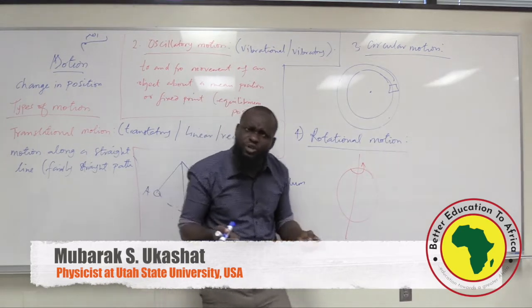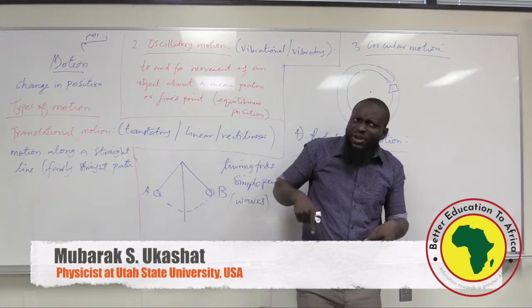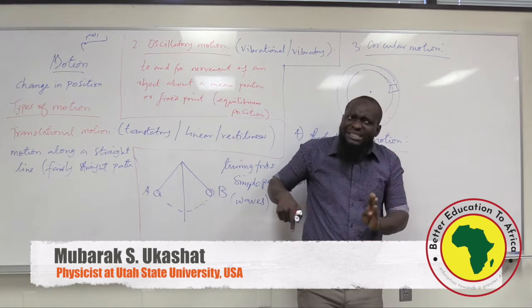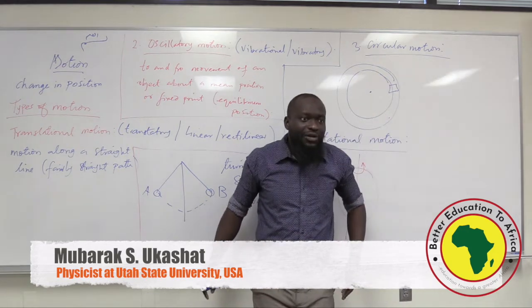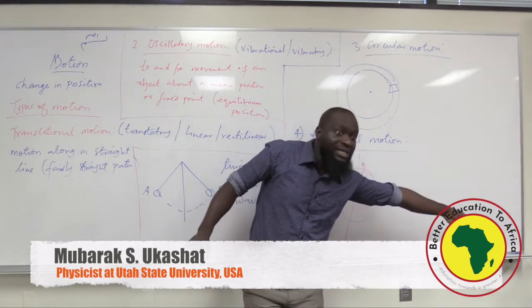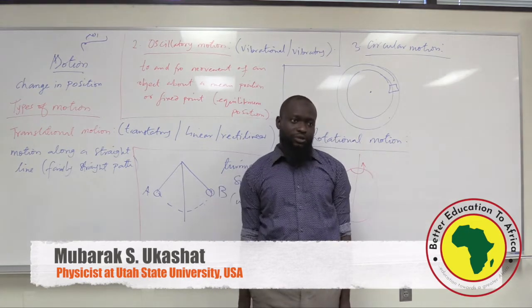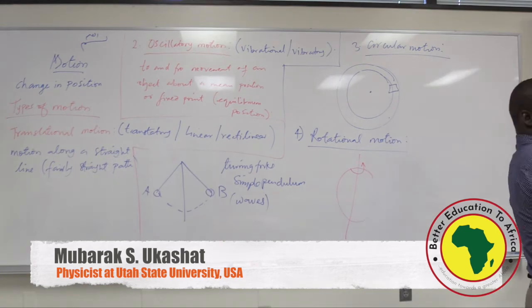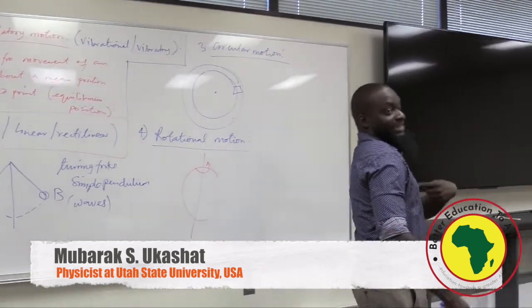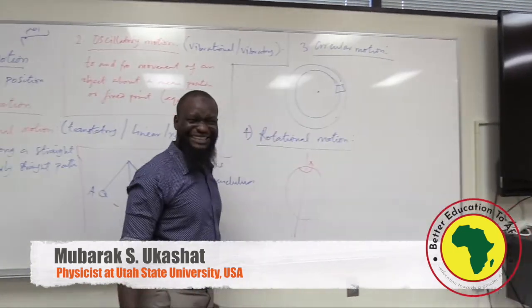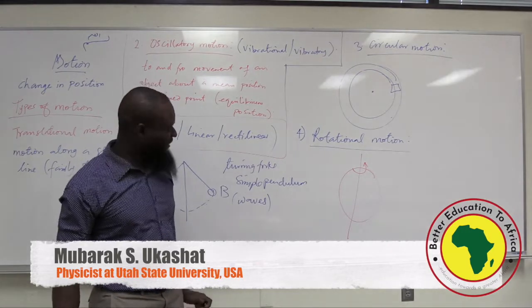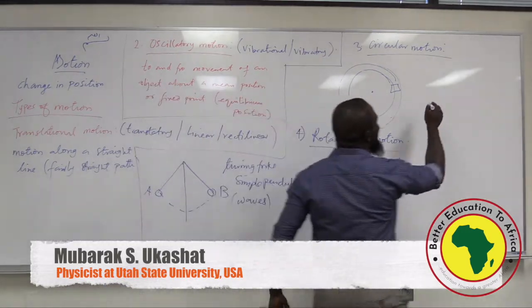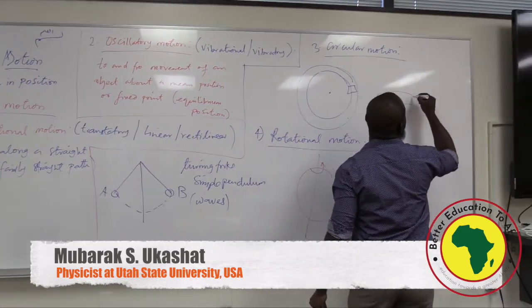So rotational motion has some circular motion in it, but the axis is different. So when I go around a circle with an axis outside of me, I am moving in circular motion. My whole body moves in that circular motion. But when I rotate, I am spinning about myself. Do you understand? Good.